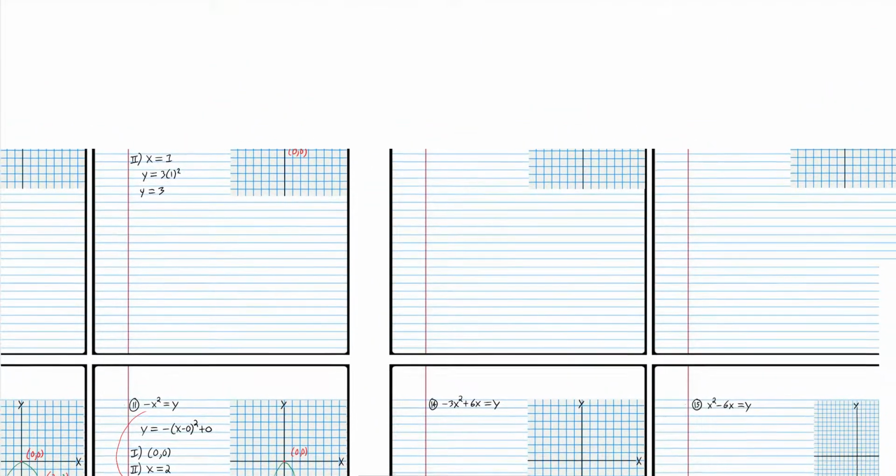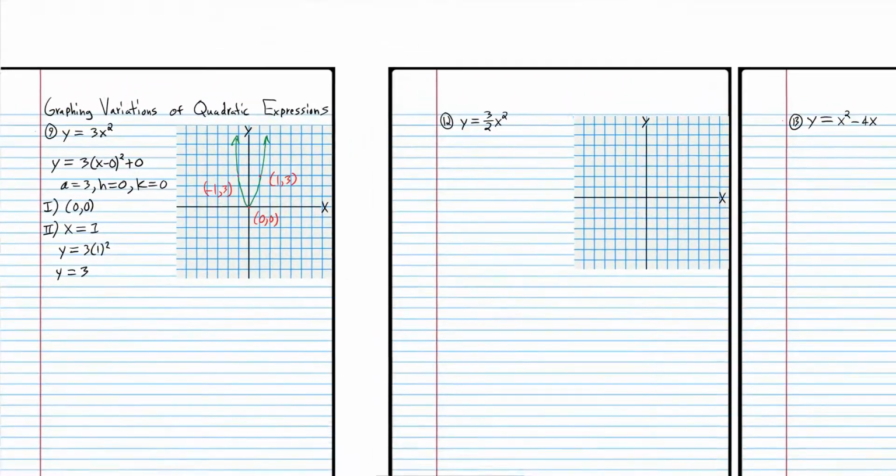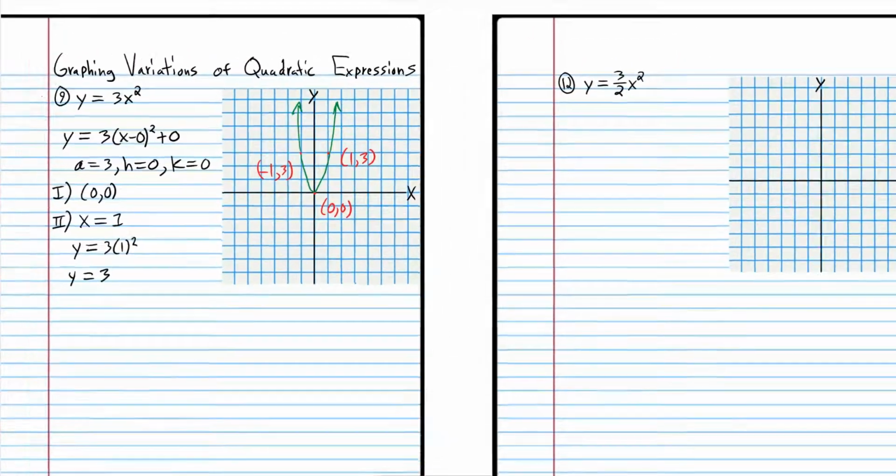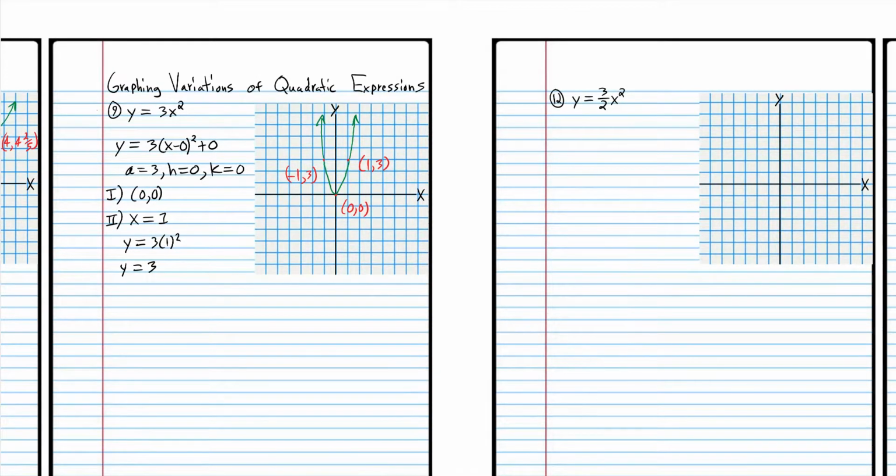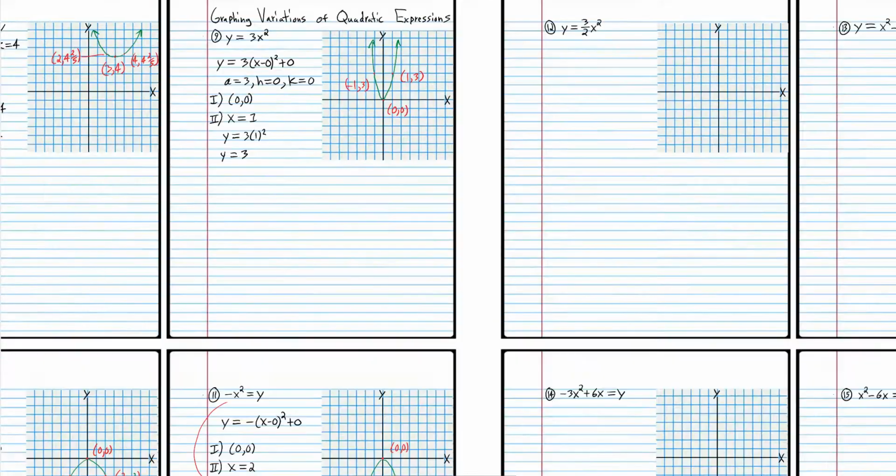Okay, so now number 12. I'm going to leave number 9 in the window for you there. So try number 12. And when you come back, we'll do it together. All right, we're back.